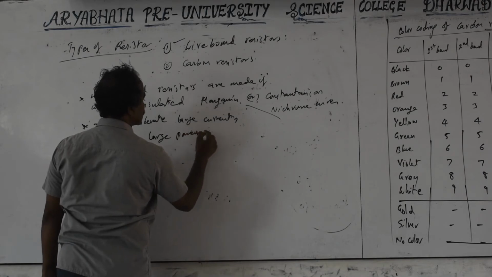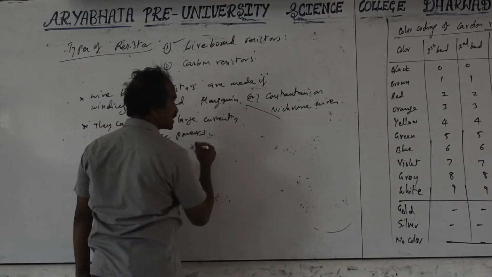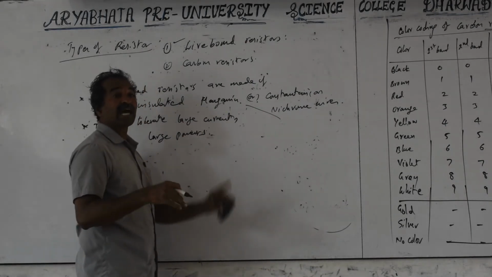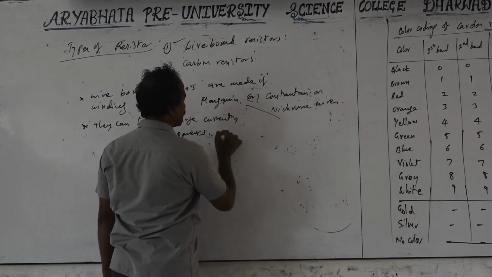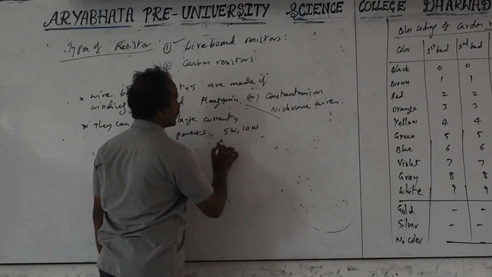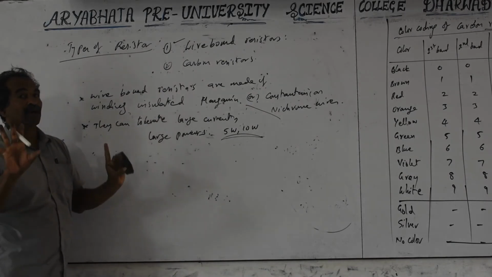Generally used is electric power. More current means more power, which means heating. On getting heated, the metal will not be damaged easily because the metal has a high melting point. So it doesn't melt easily, so high powers can be used. High powers means generally 5 watt, 10 watt like this. No need to bother about high powers; wire bound resistors can tolerate more current.